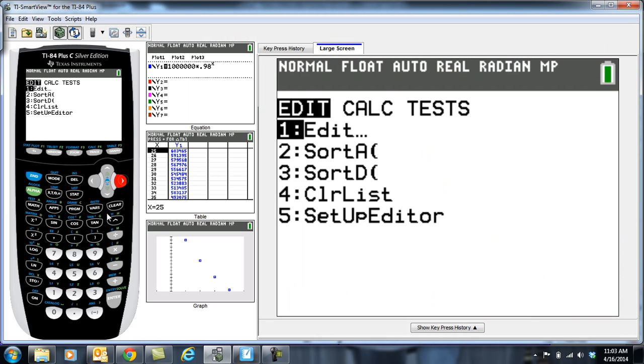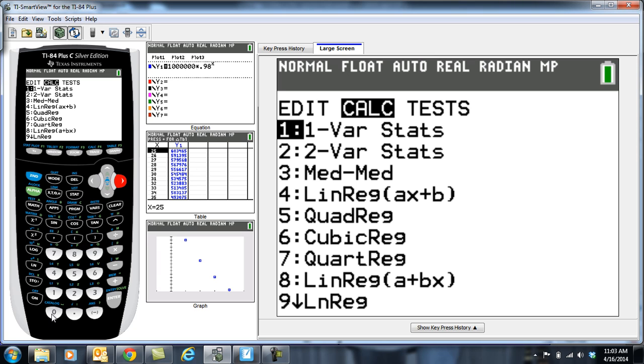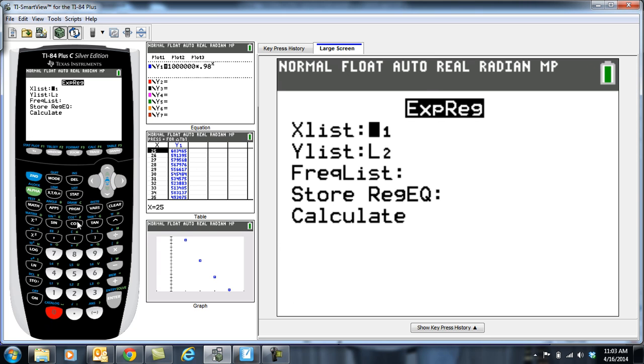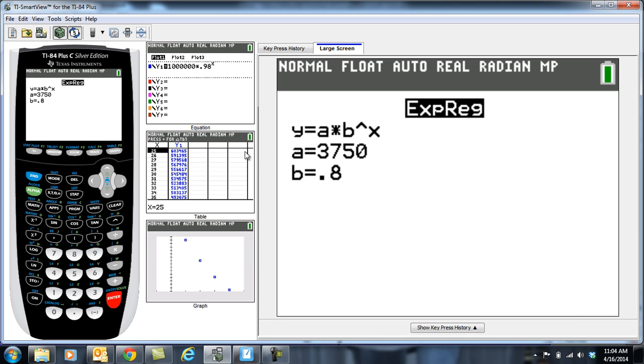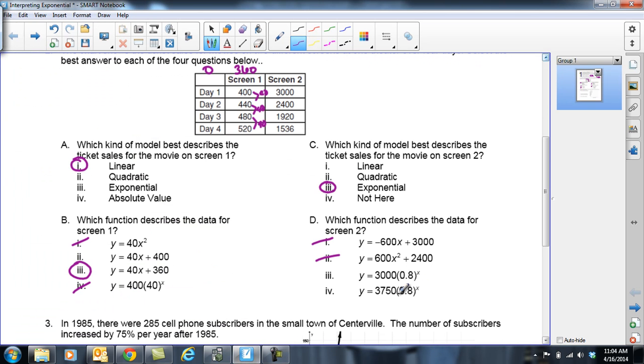I'm going to go stat and calc, and this time I want the exponential regression, which was 0. So I'm just going to press 0. I'm going to go down here to calculate. And so you should see, here's my equation. It tells me that my A is 3750 and my B is 0.8. So my function is going to be 3750 times 0.8 to the power of x. And if we look at our answers, this one is 3,000. That's not going to be it. So it's going to be this one that's going to be my exponential function. And I used my calculator for all of that.